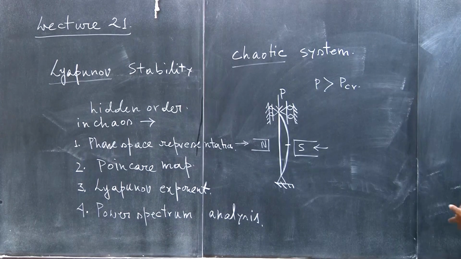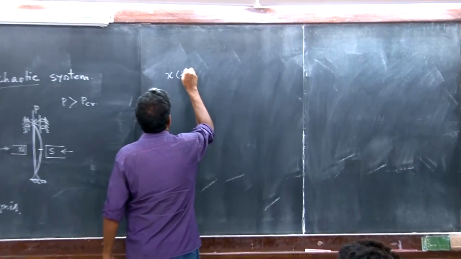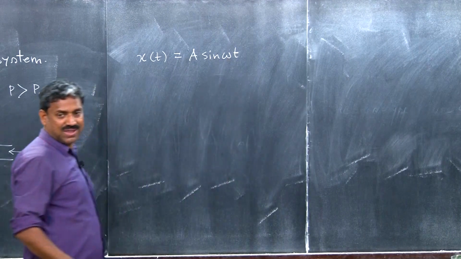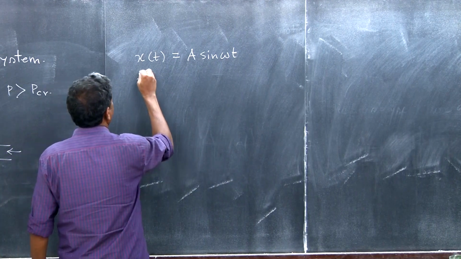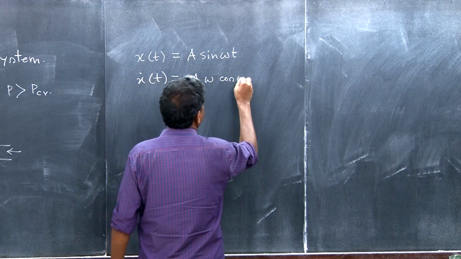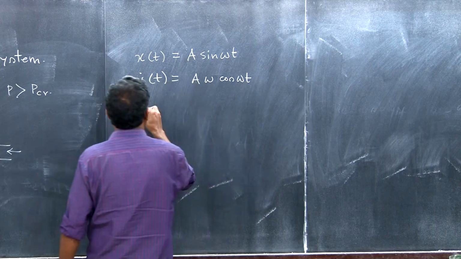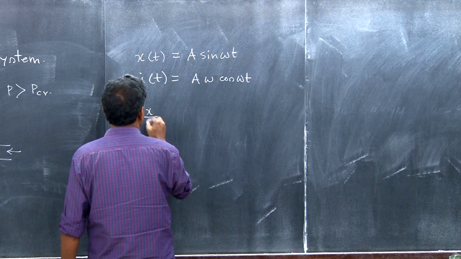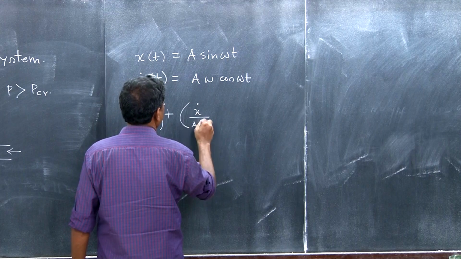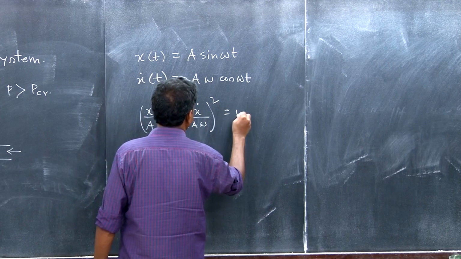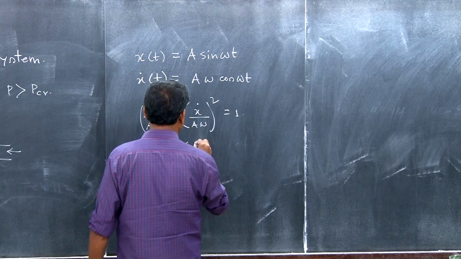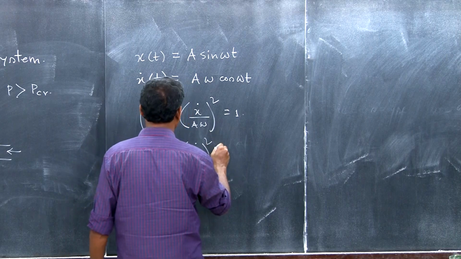Now, what is phase space? Let me explain to you. I am assuming that this is a sinusoidal excitation, x = a sin omega t. Then, if I take the derivative, x dot, what will you get? a omega cos omega t, right? So if I write (x/a) squared plus (x dot/(a omega)) squared, it is equal to 1, right? So x squared plus (x dot/omega) squared is equal to a squared.